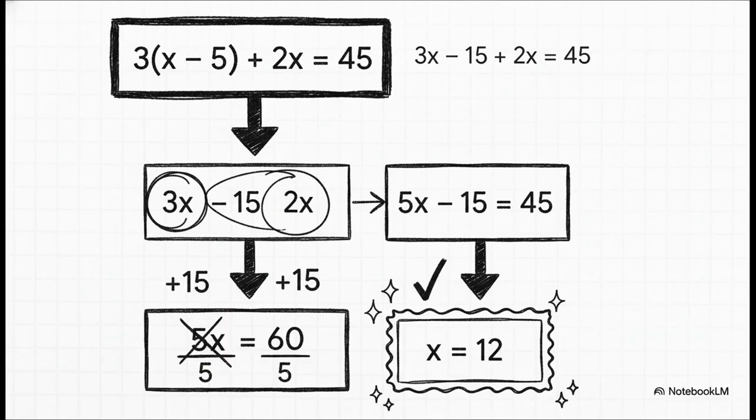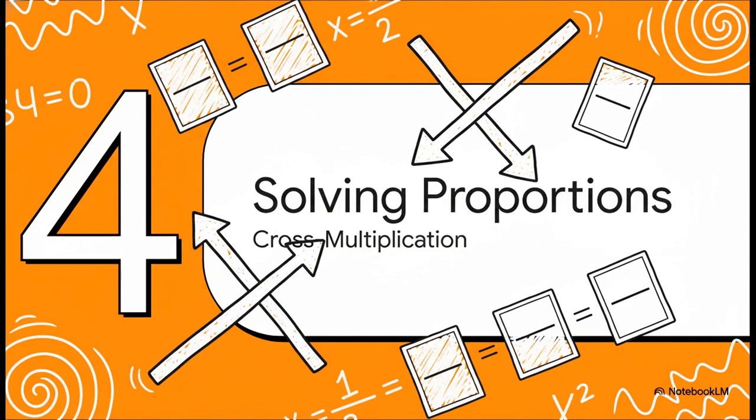Next question, can we combine any like terms? Yep, we've got a 3x and a 2x on the same side, so we can put those together to get 5x. And look at that, we just turned a messy, confusing problem into a simple two-step equation that we already know how to solve. Add 15 to both sides, divide by 5, and there it is. The roadmap led us right to the answer. x equals 12.